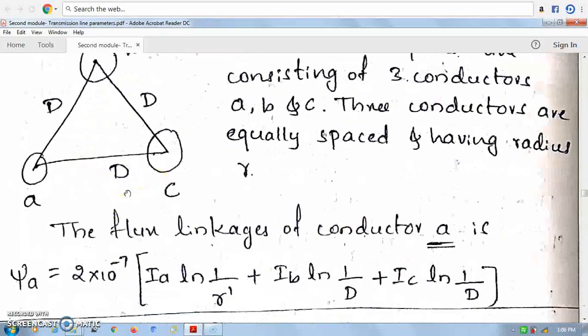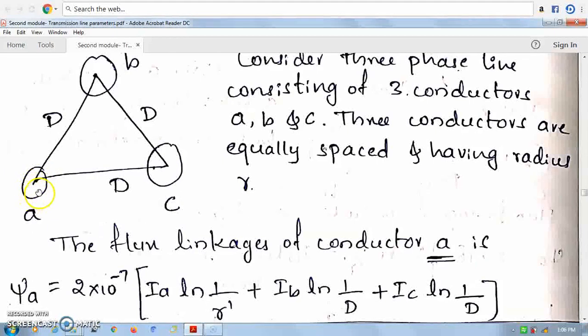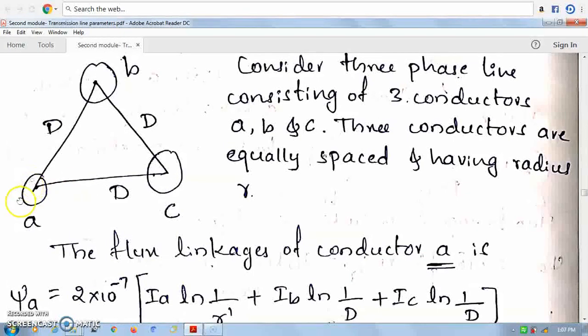The flux linkage of conductor A: find the flux linkage of the conductor A. The conductor A's own flux, that is internal flux itself, by distance I mean radius R. Due to the conductor B, there is a flux linkage on the conductor A, and due to the conductor C, there is a flux linkage on the conductor A. Therefore, total flux linkage on conductor A is internal flux linkage plus flux linkage due to B conductor plus flux linkage due to C conductor.